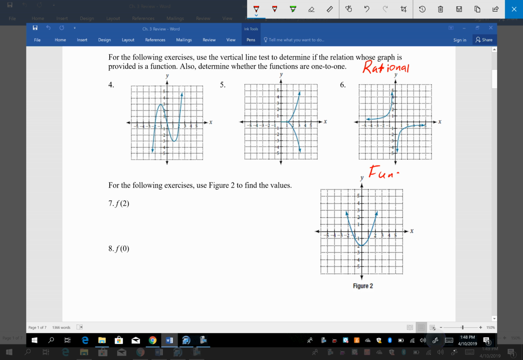We know it's a function. The question is now, is it also one-to-one? How do we check one-to-one? The horizontal line test. And you'll notice this also passes the horizontal line test. So this is also one-to-one. One-to-one means that each input has exactly one output and there's no repeats of the outputs. Like every input has a unique output.